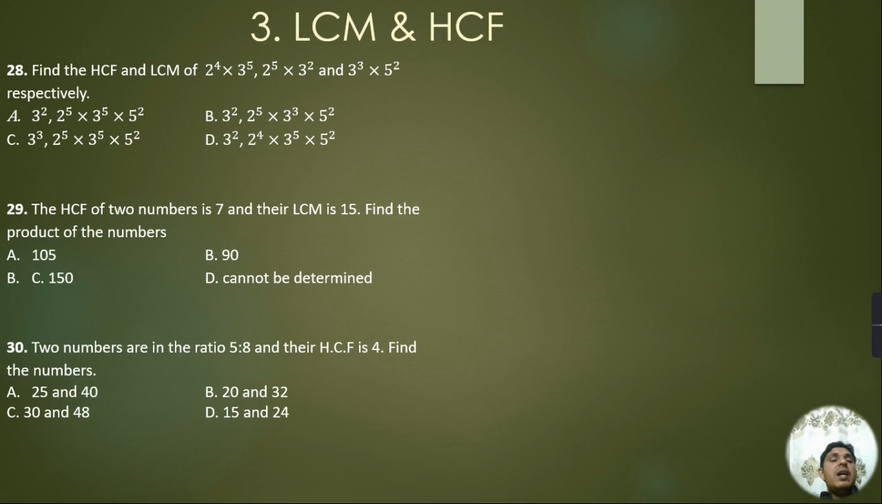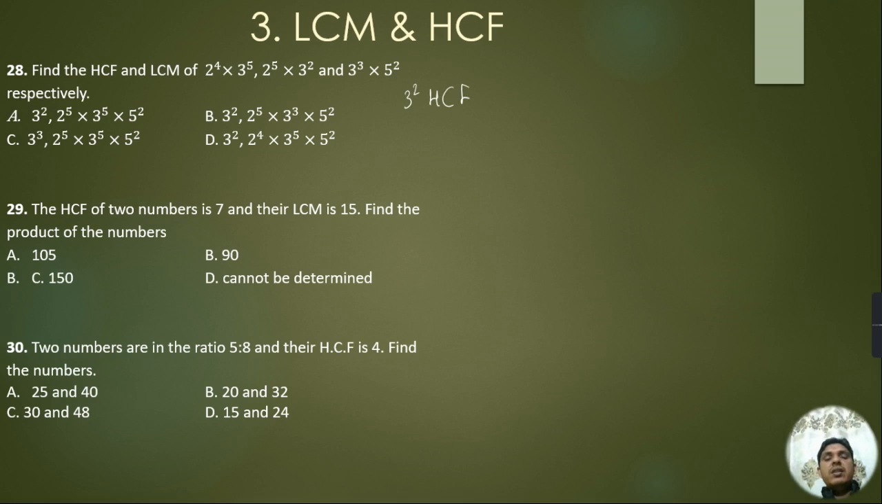The question is, find the HCF and LCM of 2 to the power 4 multiplied by 3 to the power 5 and these numbers. So if we come to find the HCF, HCF is the highest common factor that can divide all the given numbers. For finding the highest common factor, this will be the term that is included in all the three numbers, that is 3, and the highest power of 3, that is 2. So here HCF will be 3 square.